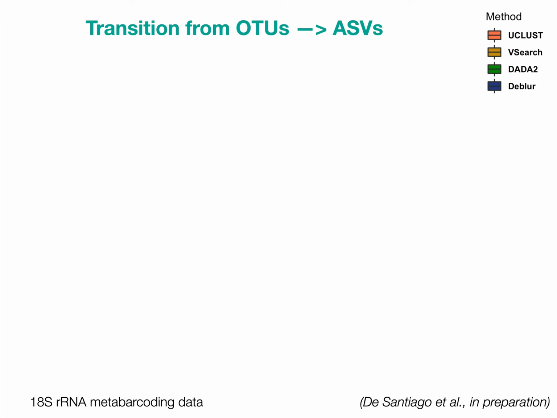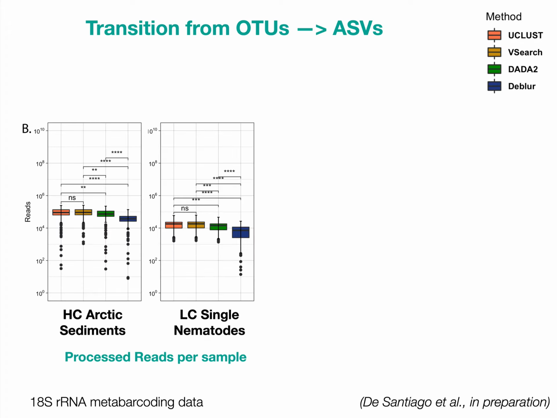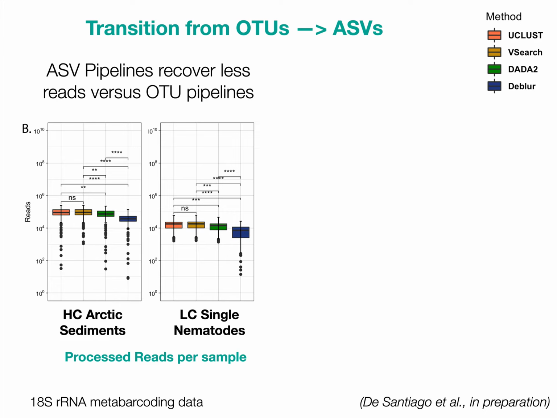So we've taken these high complexity data sets and low complexity data sets, and we've analyzed them in all 4 pipelines. And I'll go through some of the results that we're seeing. So the first obvious thing we wanted to look at was the number of processed reads per sample. On the whole, unsurprisingly, ASV pipelines recover fewer reads versus OTU pipelines.